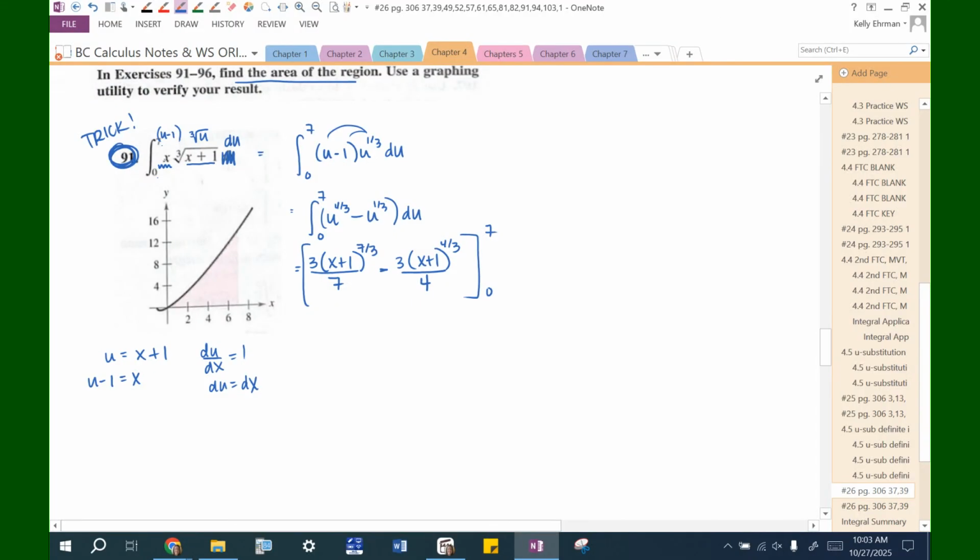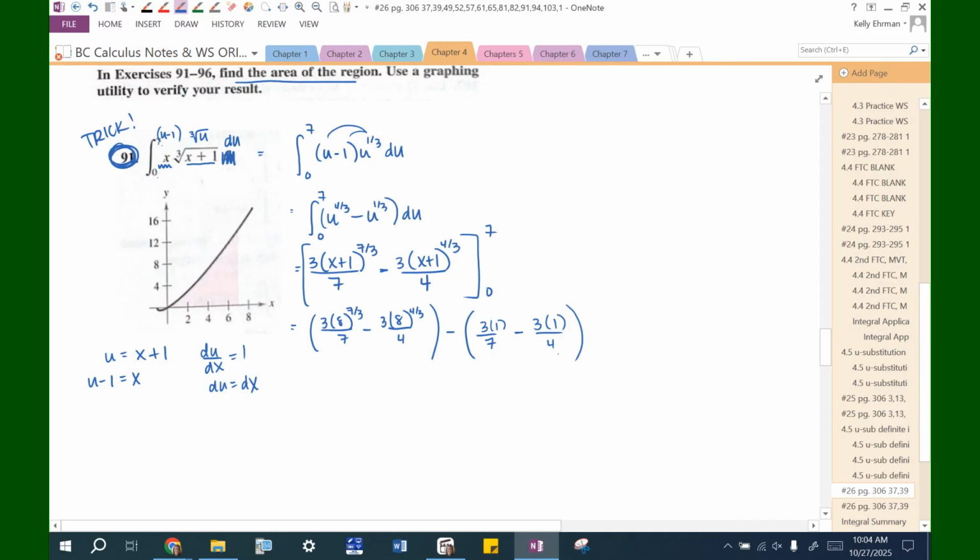going from 7 to 0. If you plug 7 in, then both of these become 8. So 3 times 8 to the 7/3 over 7 minus 3 times 8 to the 4/3 over 4 minus, when you're putting in 0, you don't get 0. You get 3 times 1 to the 7/3 over 7. So 3 times 1, or just 3/7, minus 3 times, again, 1 to the 4/3 over 4.